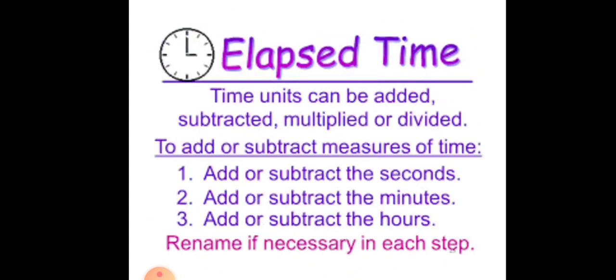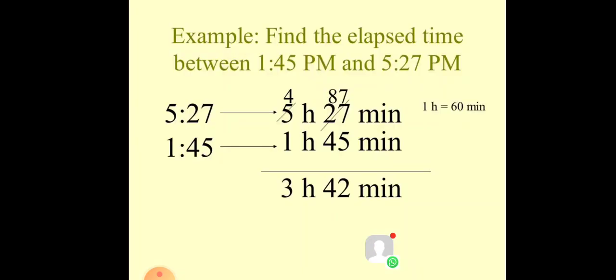Elapsed time. What is elapsed time? Time units can be added, subtracted, multiplied or divided. That is called elapsed time. To add or subtract measures of time is called elapsed time. Okay, so let's just move forward.